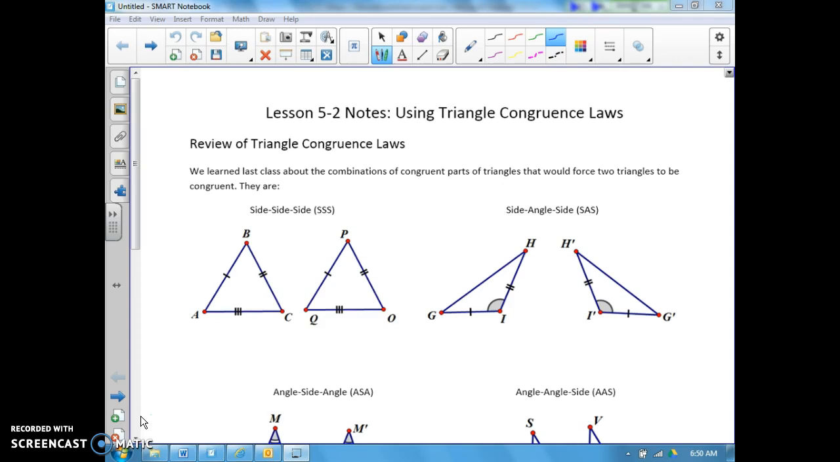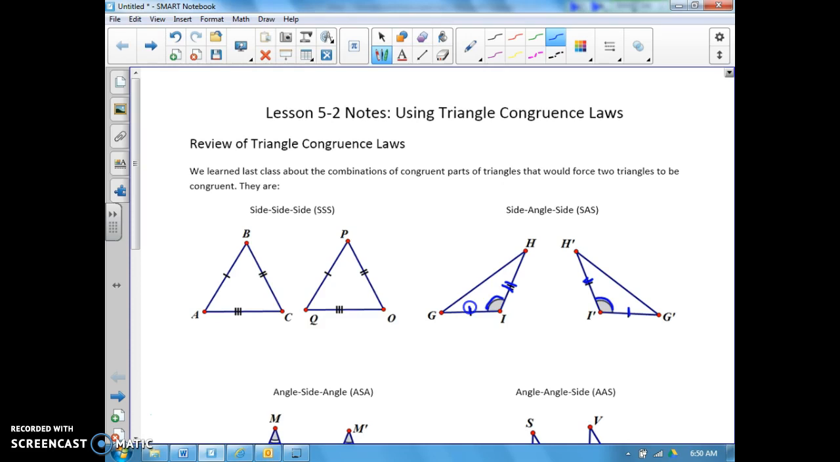It's side, side, side. And what that says is that if I have two triangles and they have 3 pairs of congruent sides, then the triangles themselves are congruent. Then we have side angle side, which says if we have two triangles and they have 2 sides that are congruent, an angle that is congruent, another pair of sides that are congruent, then the triangles themselves are congruent.